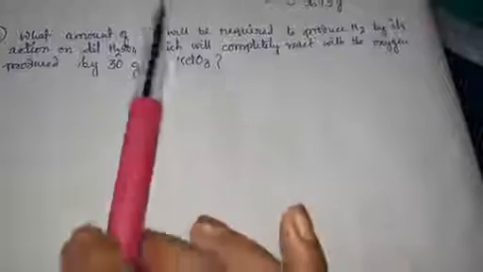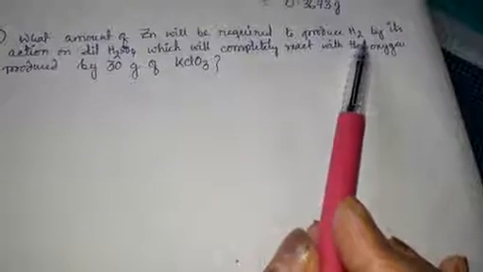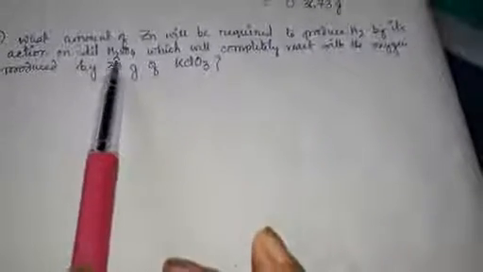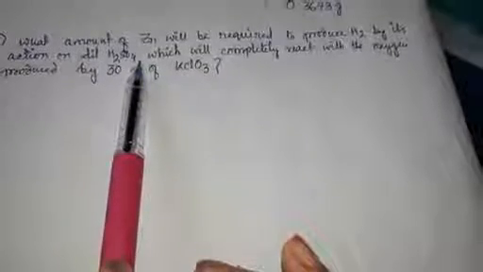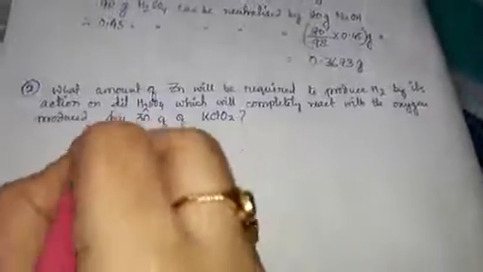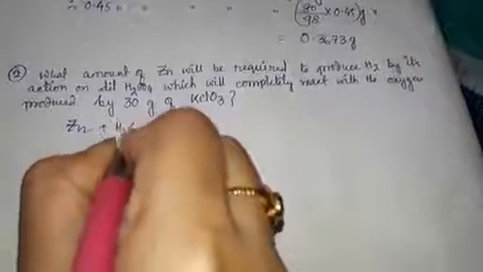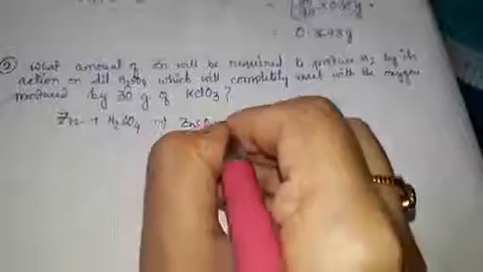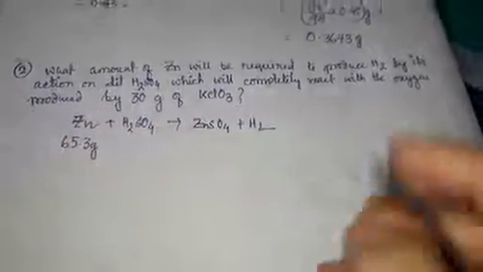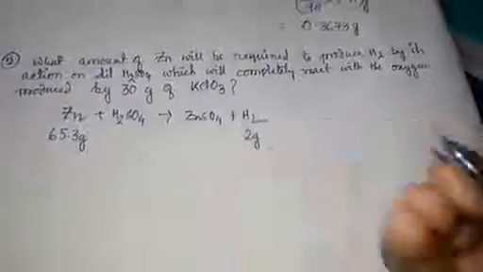So the first case is the production of hydrogen. We know very well that some metals produce hydrogen gas upon their action on dilute acids. So at first we have to write its balanced chemical equation. So zinc plus dilute H2SO4 gives zinc sulfate, or ZnSO4, plus hydrogen. Now again we have to write the molar masses, 65.3 grams for zinc and 2 grams for hydrogen.